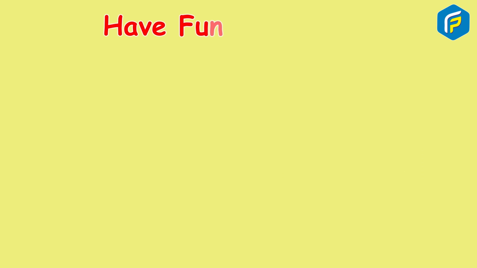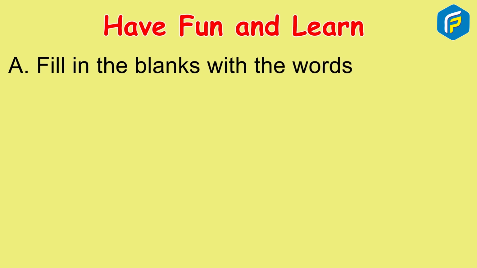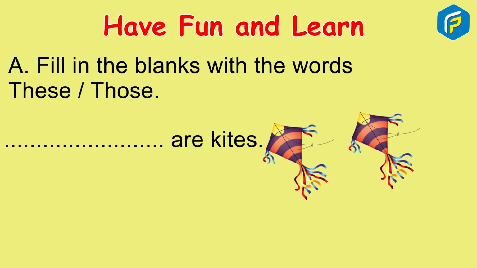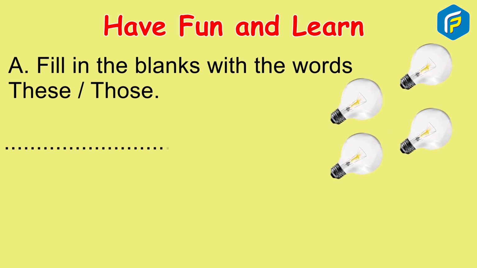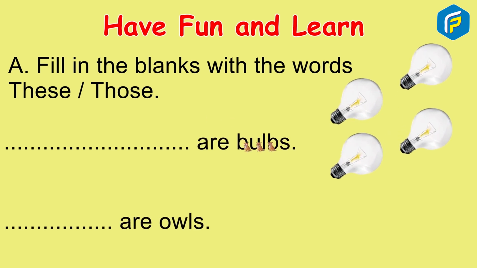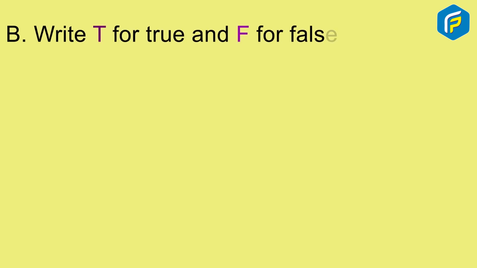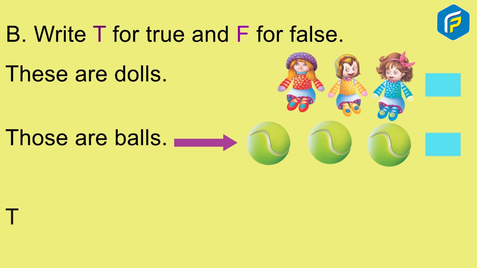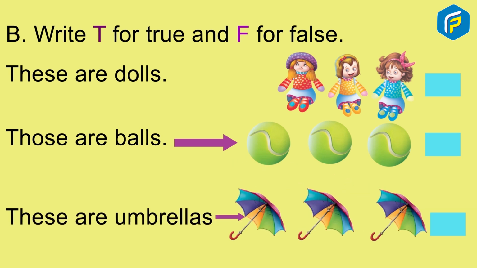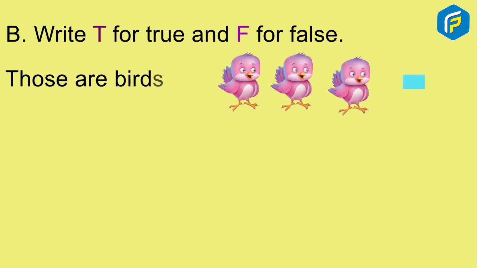Have fun and learn. Fill in the blanks with the words these, those. These are kites. Those are tops. These are bulbs. Those are owls. Write T for true and F for false. These are dolls. Those are balls. These are umbrellas. Those are birds.